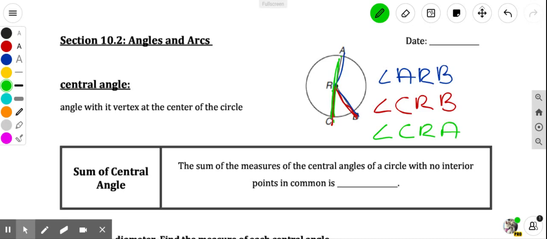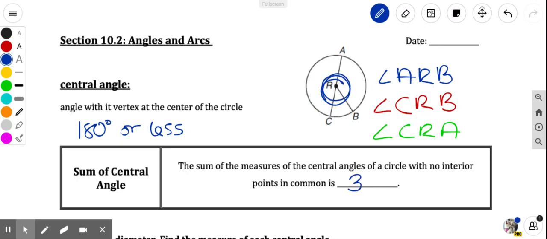One thing about a central angle is it's always going to be 180 degrees or less. I say that because you may be asked to identify the measure of, okay, sorry about that. So if I asked you to find ARB, that's always going to be this one that's less than 180. It's never going to be this whole angle here. One other thing about central angles is that the measures of all the central angles in a circle add to 360.